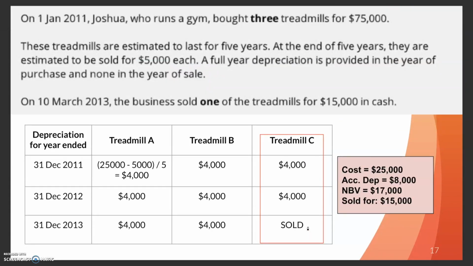Focusing on the treadmill C which we sold, the cost of the treadmill is $25,000, since $75,000 is for 3, so 1 is $25,000. The accumulated depreciation up to date is 8K. This gives us a net book value of $17,000. We are receiving $15,000 in cash, and that means we are going to suffer a loss.